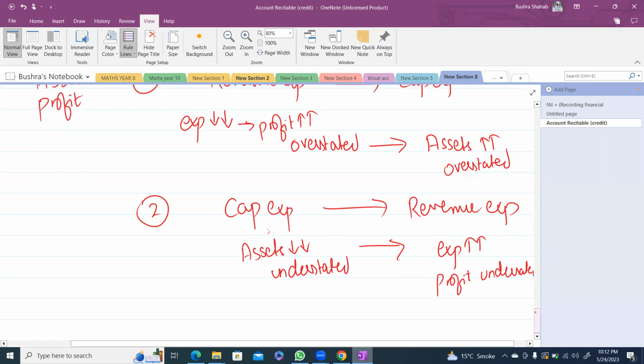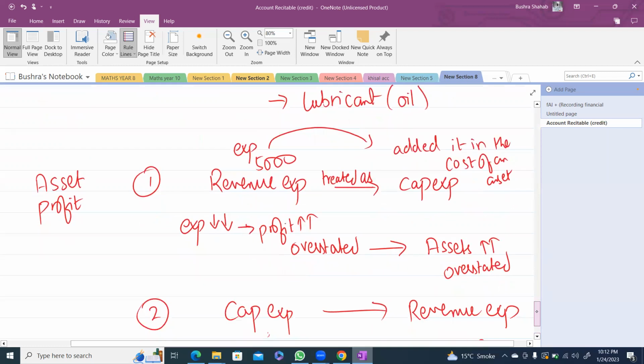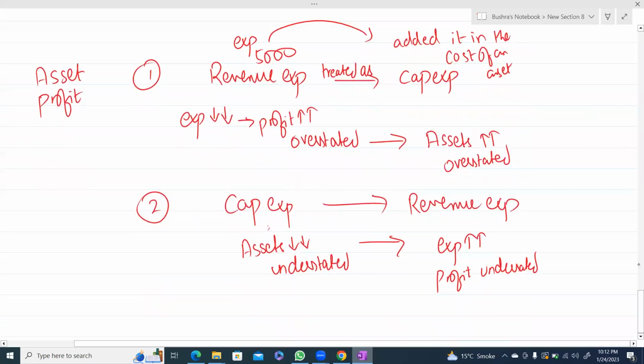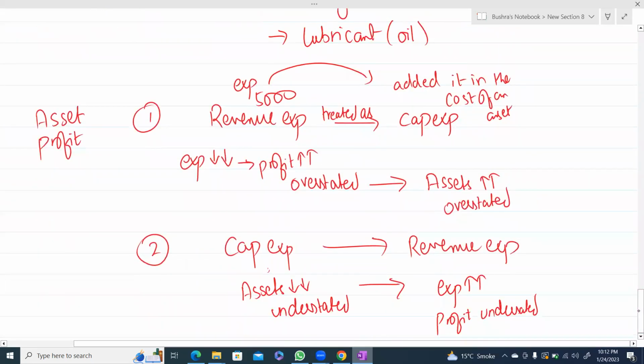If expense increases, profit will be low. So these two things you need to remember. You can note it down somewhere. This kind of error is asked in most of the questions in the kit. I've taken a screenshot of it.